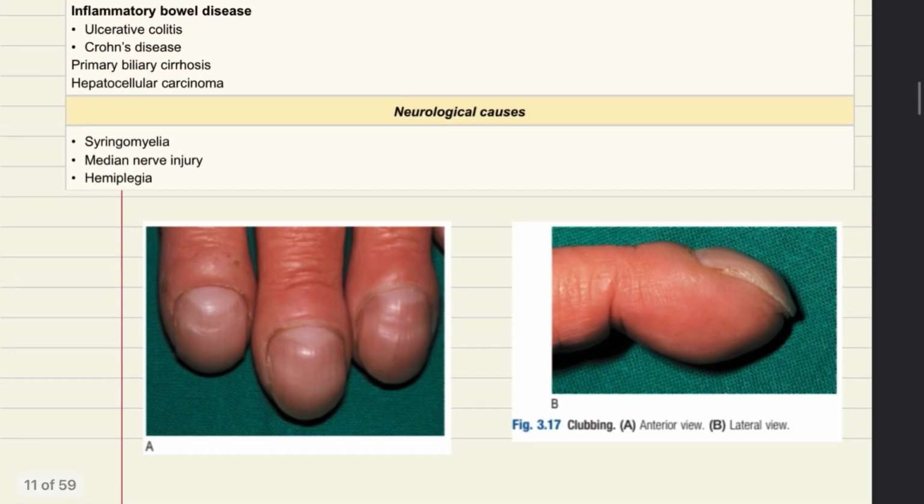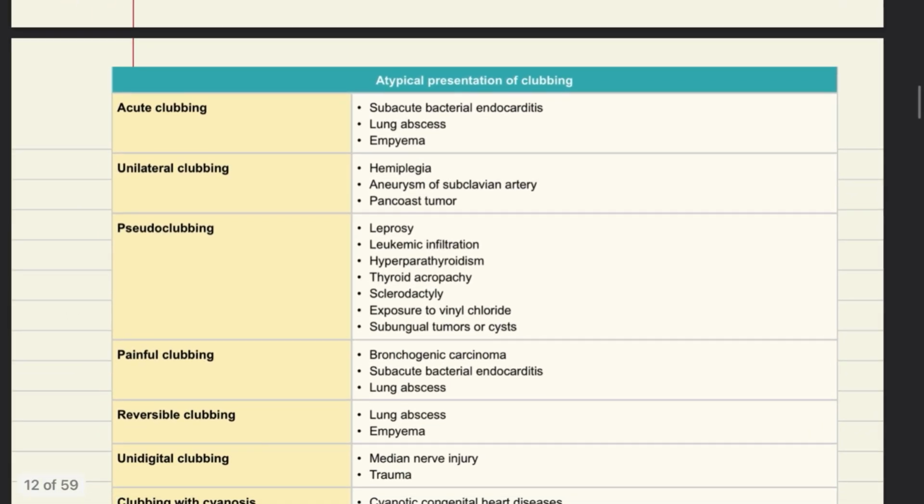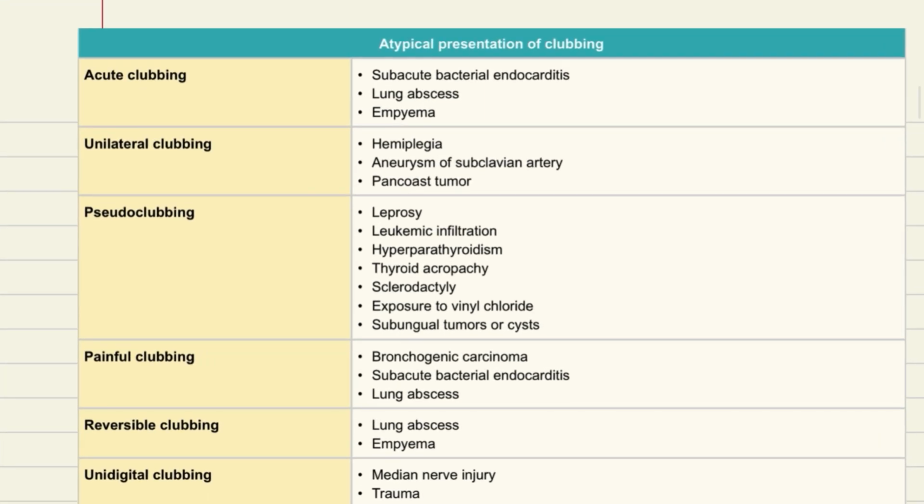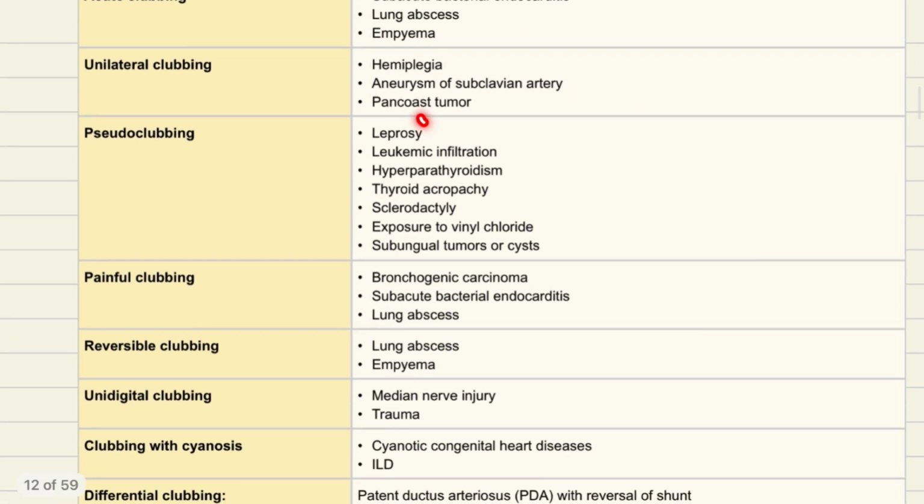Right, there are atypical presentations of clubbing, just as we discussed about the cyanosis. We have also the atypical presentations of the clubbing. For example, clubbing can be acute in case of lung abscess, empyema and subacute bacterial endocarditis. There could be unilateral clubbing in case of hemiplegia, in case of Pancoast tumor or in case of aneurysm of the subclavian artery. There could be pseudo clubbing as in case of leprosy, leukemic infiltration, hyperparathyroidism, thyroid acropachy.